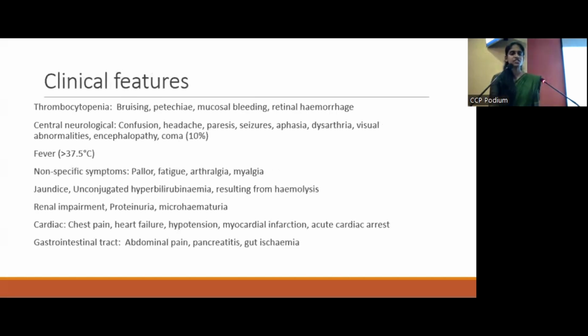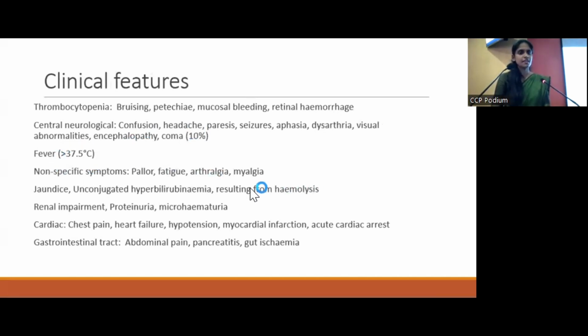So the clinical features: due to thrombocytopenia, the patient can develop skin mucosal bleeding and retinal hemorrhage. Neurological features can be fleeting and variable. It can be a simple headache or confusion, but can be progressive encephalopathy or coma, fever and anemic symptoms.